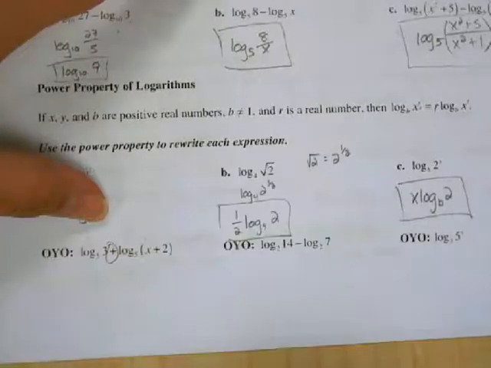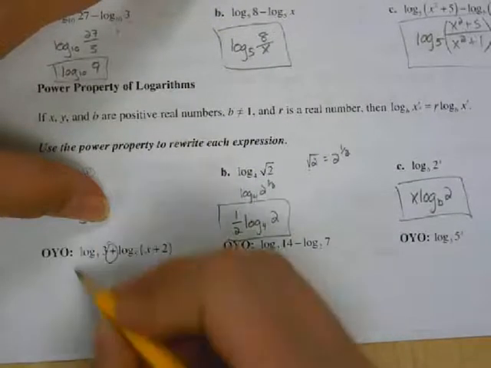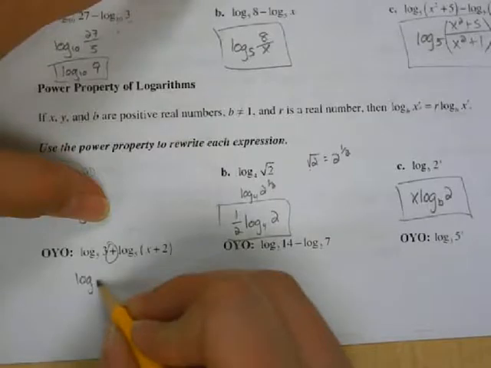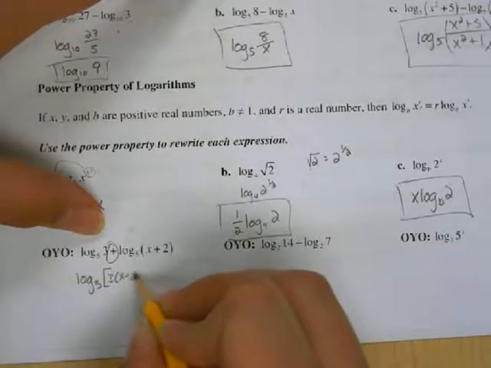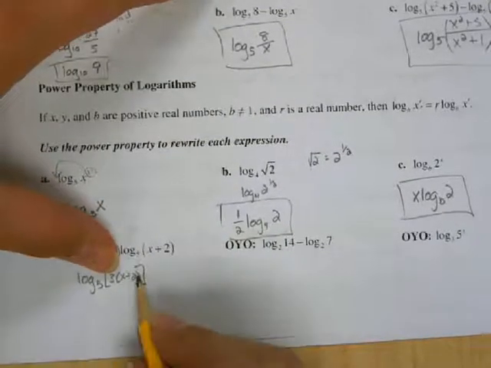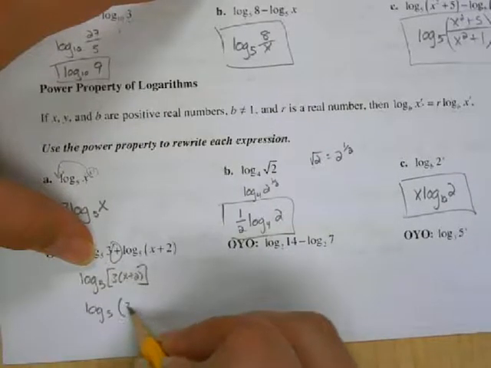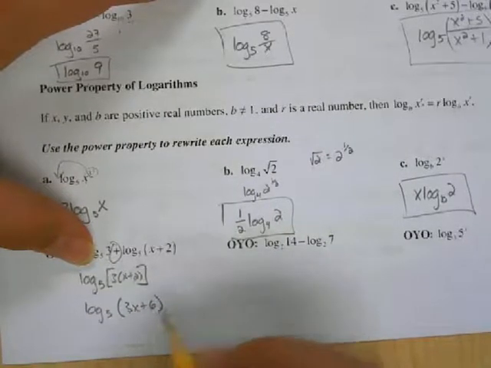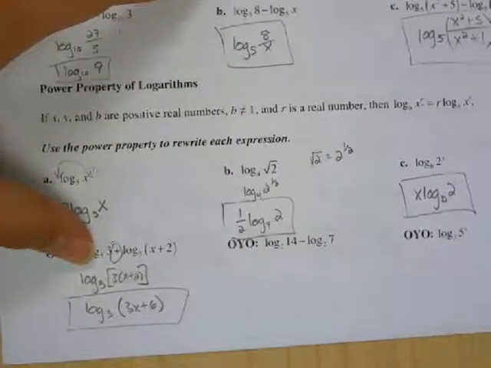I am adding 2 logarithms. When I add 2 logarithms, I multiply their arguments. So we get log base 5 of 3 times x plus 2. When you add logarithms, you can multiply their arguments. So 3 times x plus 2, you just distribute: log base 5 of 3x plus 6. You have to have those parentheses or it's incorrect. And that should be your answer.